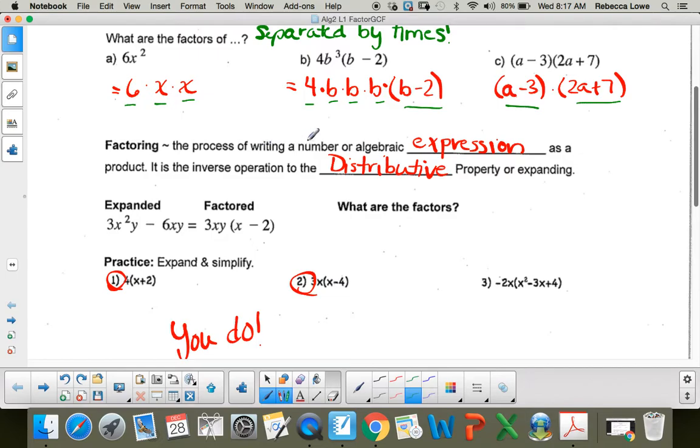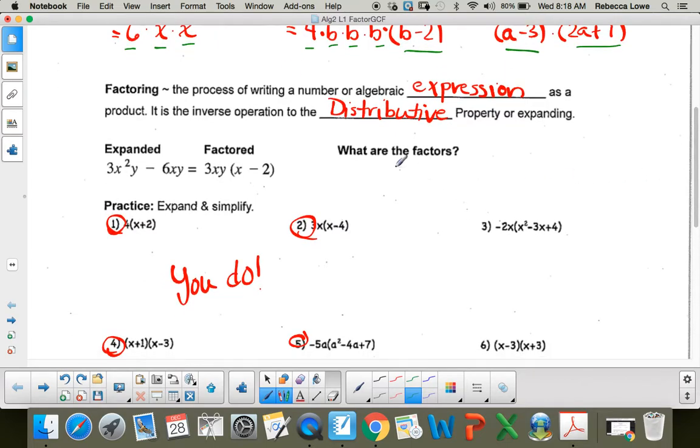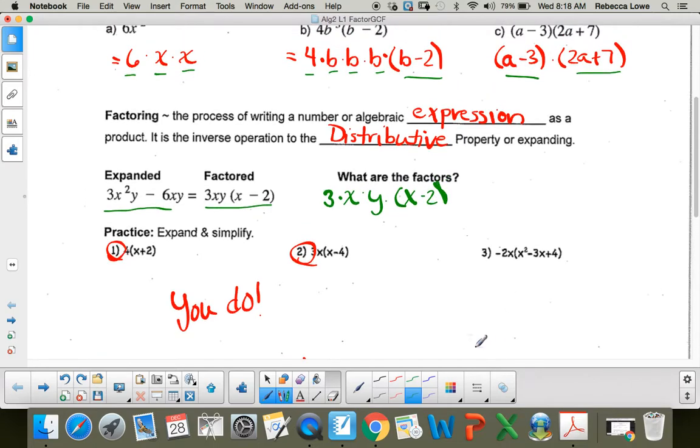Factoring is the process of writing a numeric expression or algebraic expression as a product. It is the inverse operation of the distributive property or expanding. So if you're asked to expand, you would multiply out. If you're asked to factor, you would pull out a greatest common factor, as you see here. So this is expanding and this is factored form. So what are the factors that we see in factored form? Well, 3, x, y, and x minus 2 are all three of the factors. 3x, y, and x minus 2 are the three factors.